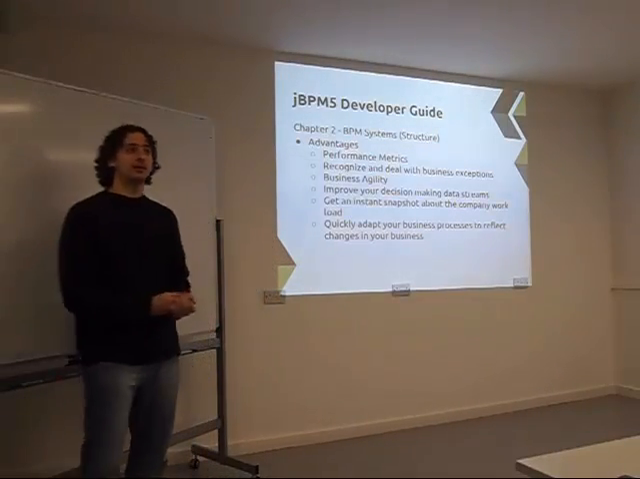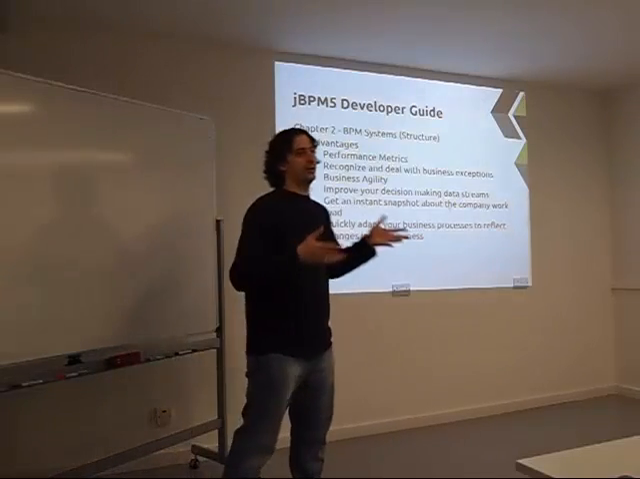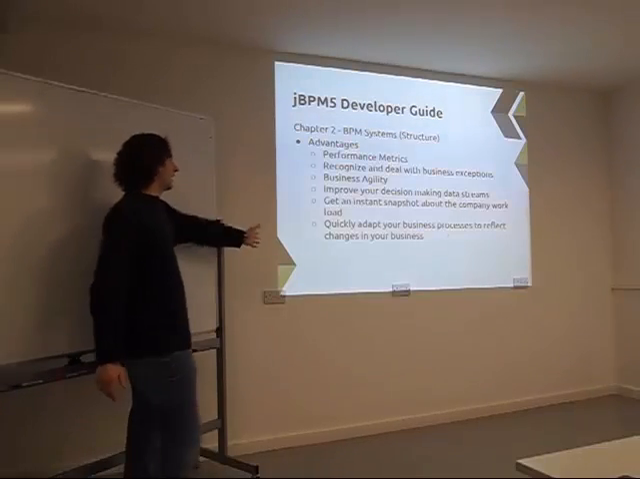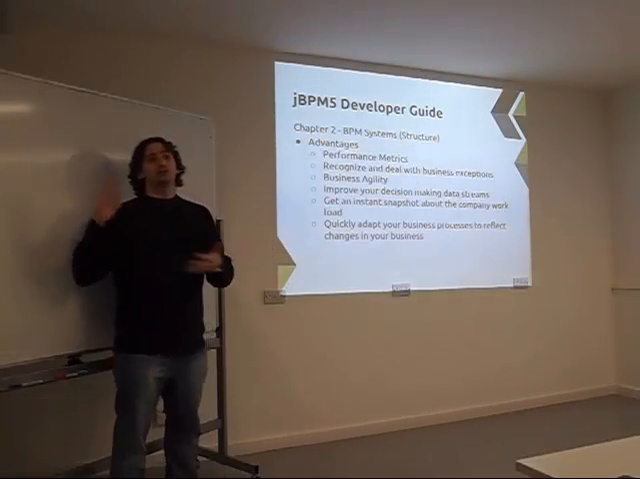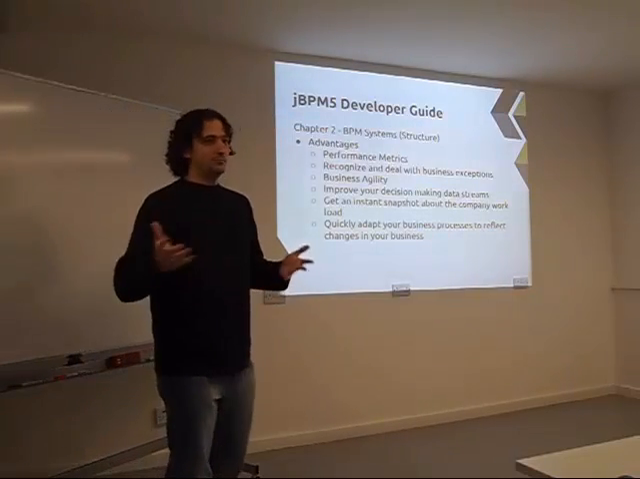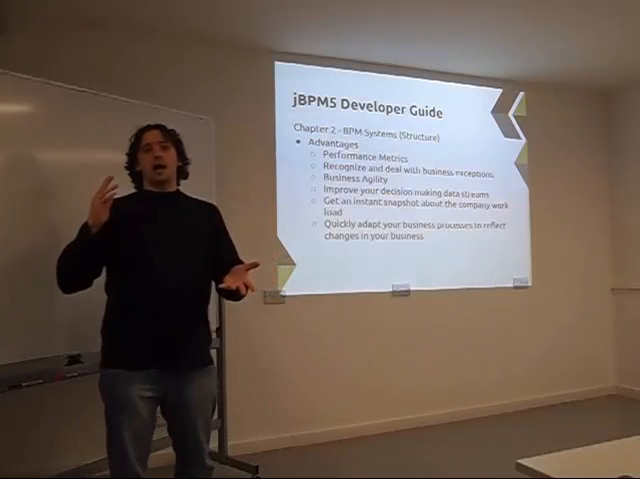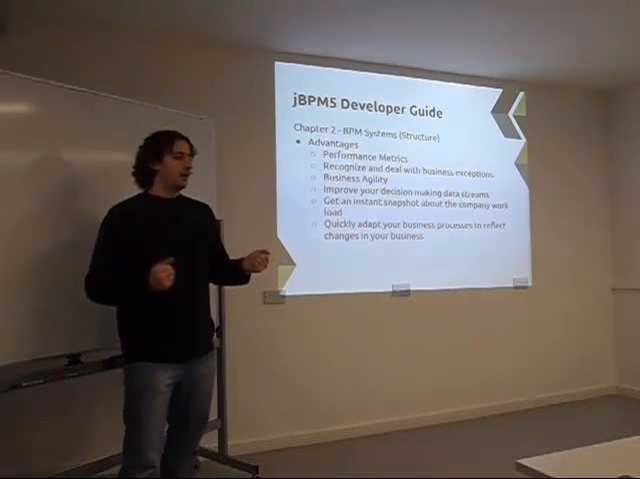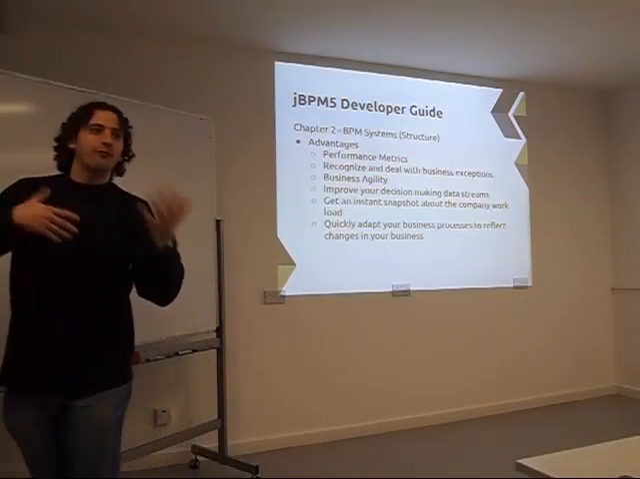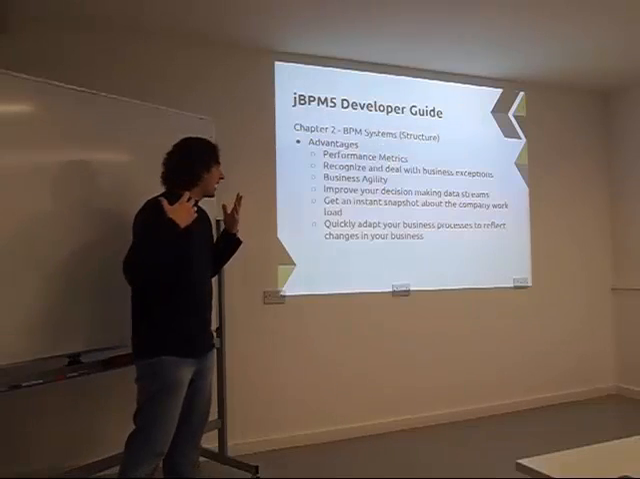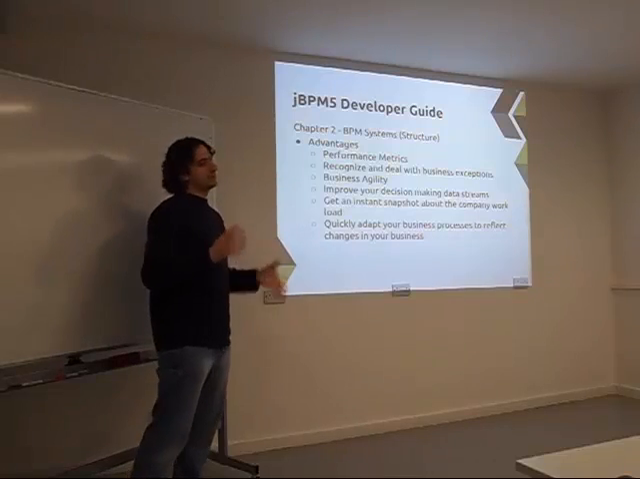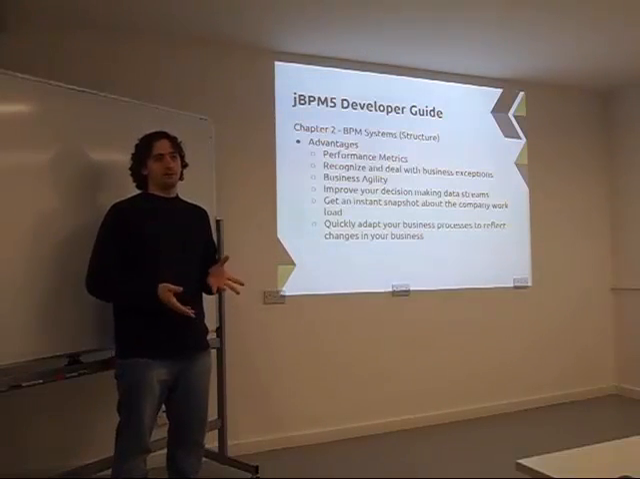How many tasks are we executing right now? How many people are working on a specific task right now? And again, we can quickly adapt our business processes to new needs. For example, Christmas is coming, we need a new marketing offer, a special offer for Christmas. We don't have to modify the whole application or redeploy it. We just need to adapt our business processes maybe.